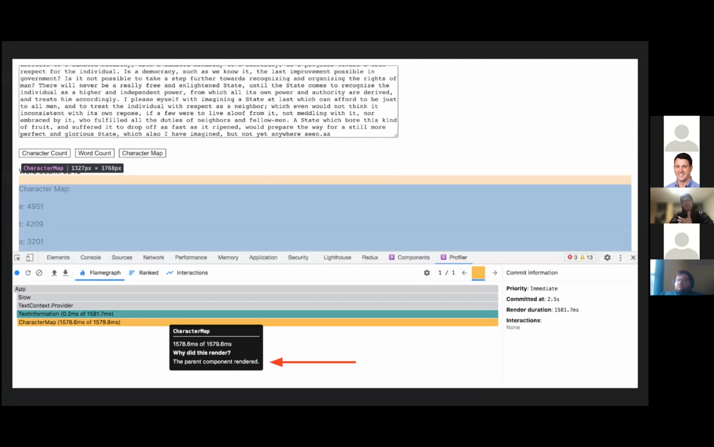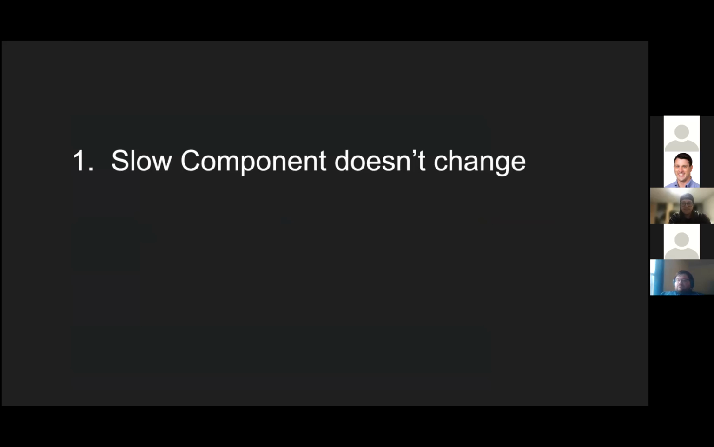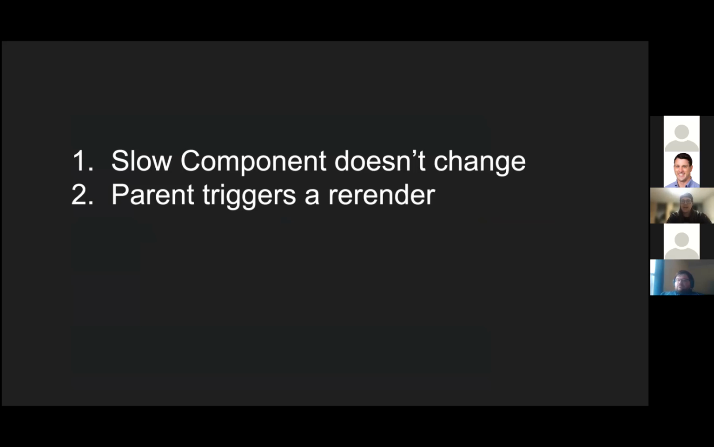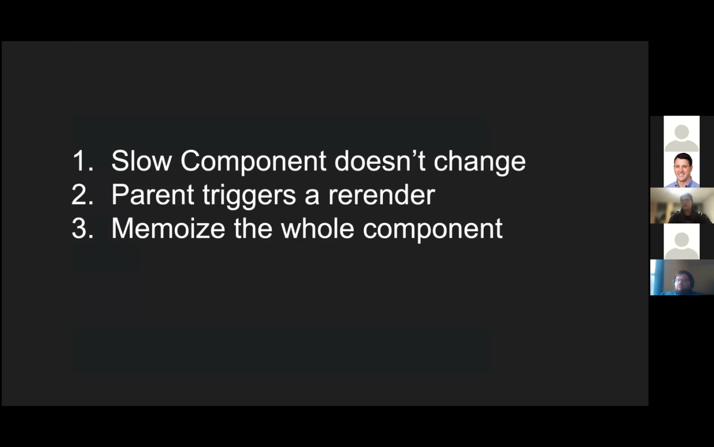All right, so what are we going to do about this? Now we have to develop an optimization strategy. This is where we're going to start leaning on some of the React helpers. In this case, we have a slow component that doesn't change. Nothing about the component is actually changing. However, the parent triggers a re-render. So in this case, this is when we want to memoize the whole component.